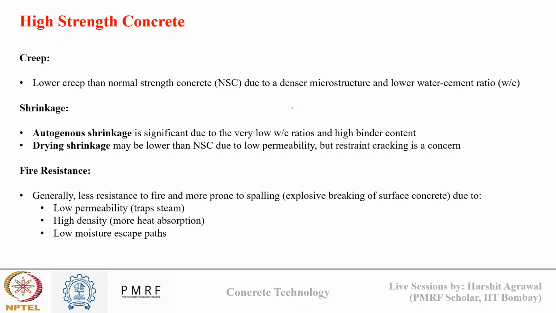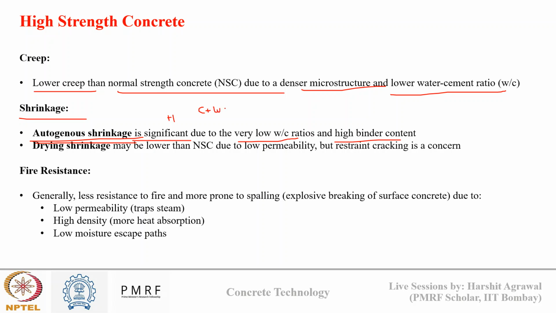Additionally, if we talk about creep, there will be lower creep in high strength concrete compared to normal strength concrete because of denser microstructure and lower W by C ratio. However, in shrinkage, autogenous shrinkage is significant in a high strength concrete. Why? Because there is low W by C ratio and very high binder content. Due to high binder content, there is more formation of hydration products, and we know autogenous shrinkage is the natural shrinkage that occurs when cement and water react to form a cement paste. Since this reaction is happening more in a high strength concrete, autogenous shrinkage is more in a high strength concrete.